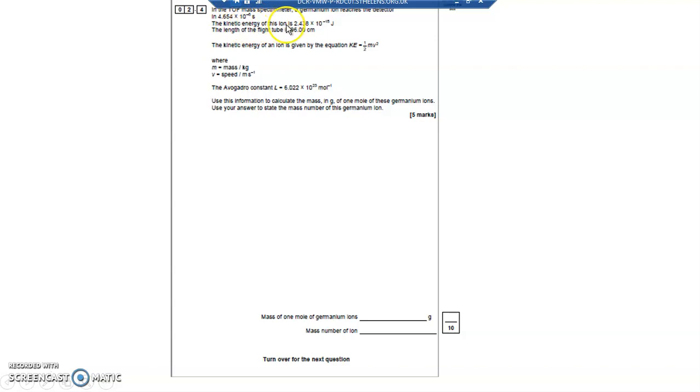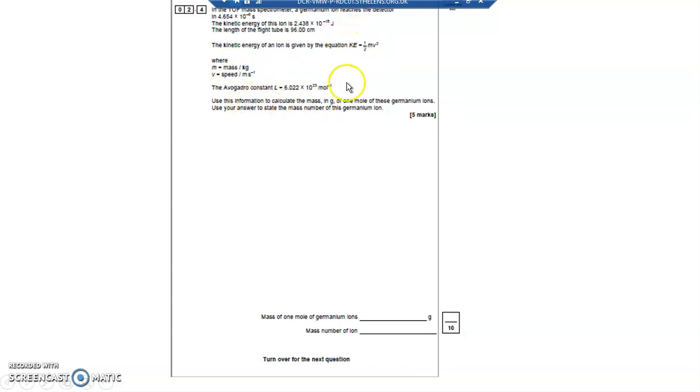So I've got the time, I've got the kinetic energy, I've got an equation. Kinetic energy is half mv squared as well. So from the kinetic energy, maybe I can work out mass or velocity. The length of the flight tube is 96 centimeters. That's an issue because it should be in meters. So I'm going to have to convert that into meters by dividing by 100 and turn it into 0.96 meters. I've not got the mass. I've got Avogadro's constant, so the number of particles in a mole. Let's see what we can do then.